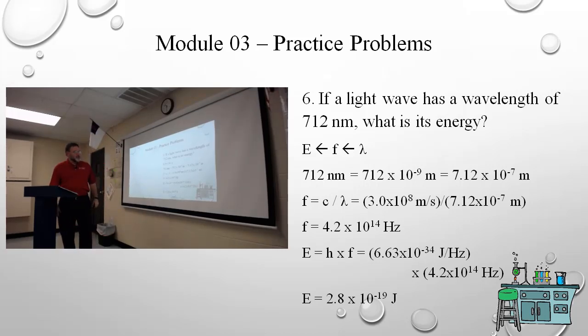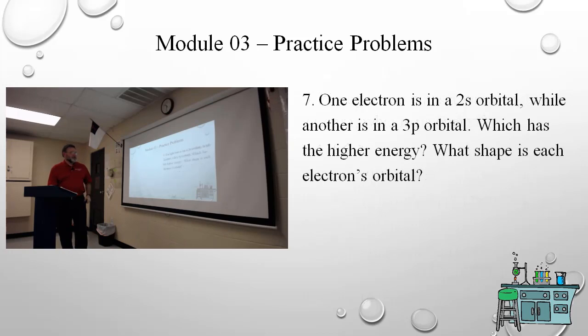Right? So two-step process, and we've done both those steps before. So any questions on number 6? We good? Okay. Number 7. Now we get to the fun, easy stuff. One electron is in the 2s orbital, and another is in the 3p orbital. Which has the higher energy?